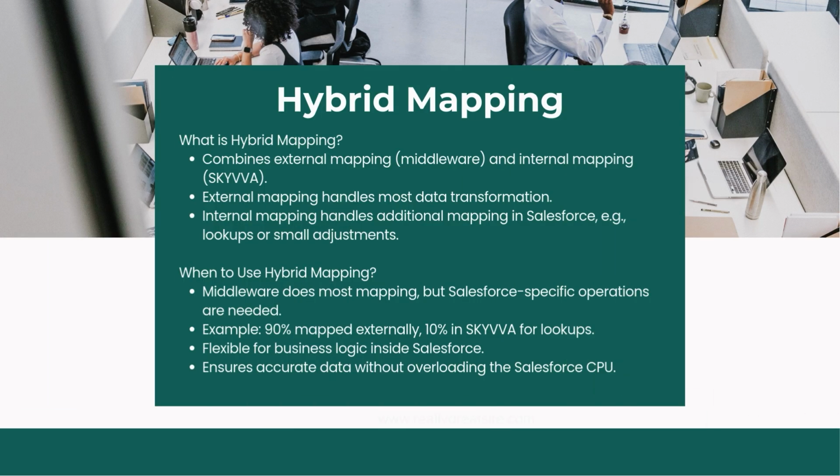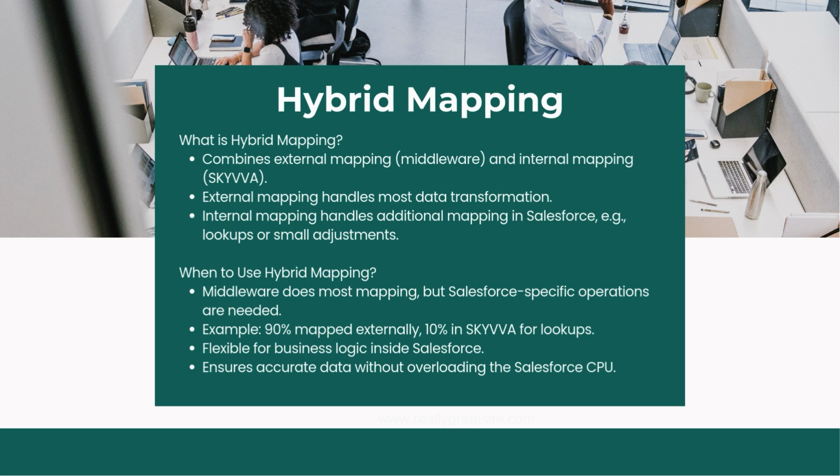What is hybrid mapping? Combines external mapping, middleware, and internal mapping, SKYVVA. External mapping handles most data transformation. Internal mapping handles additional mapping in Salesforce, for example, lookups or small adjustments.